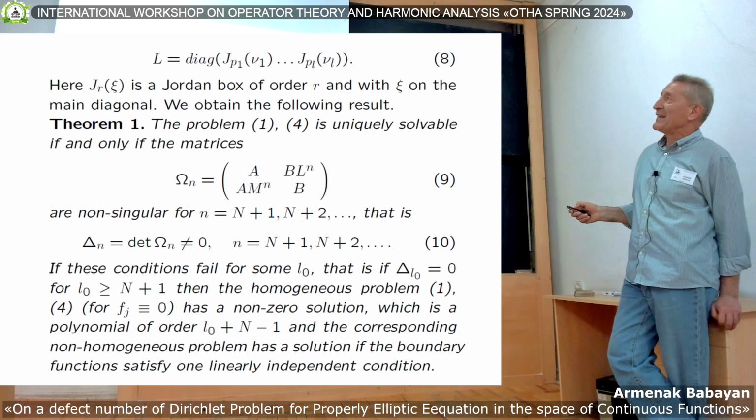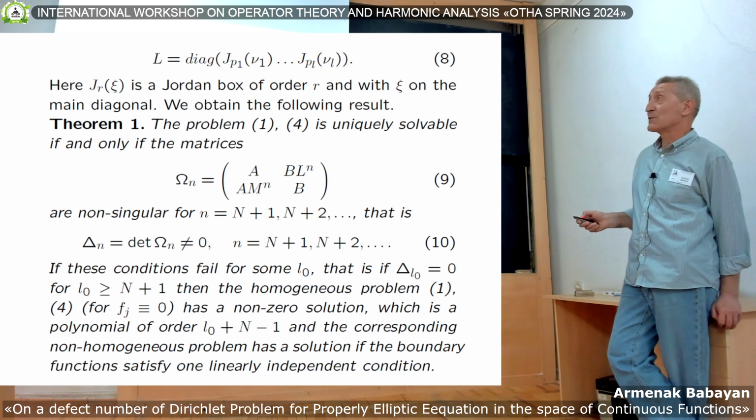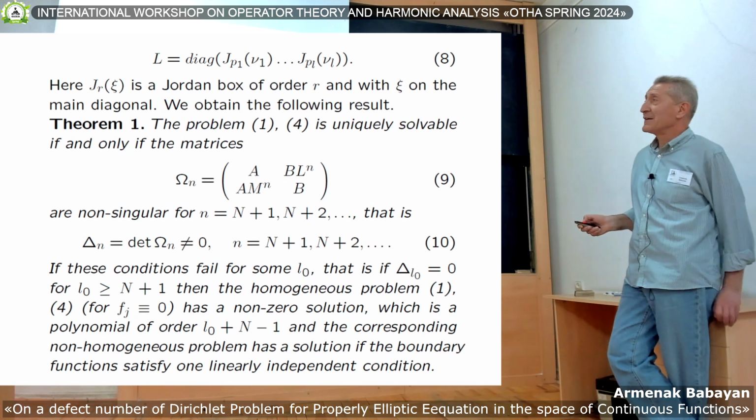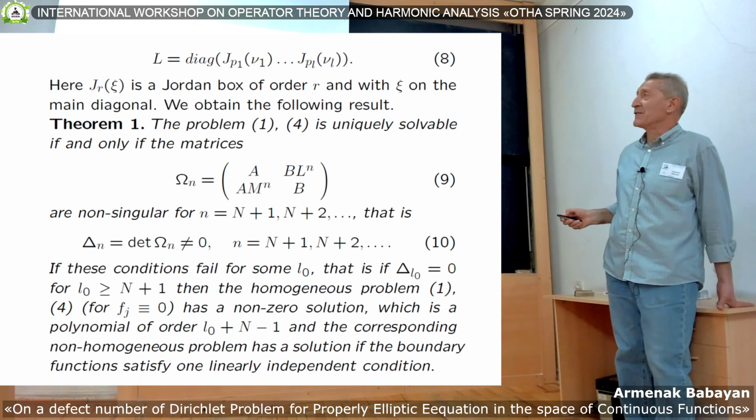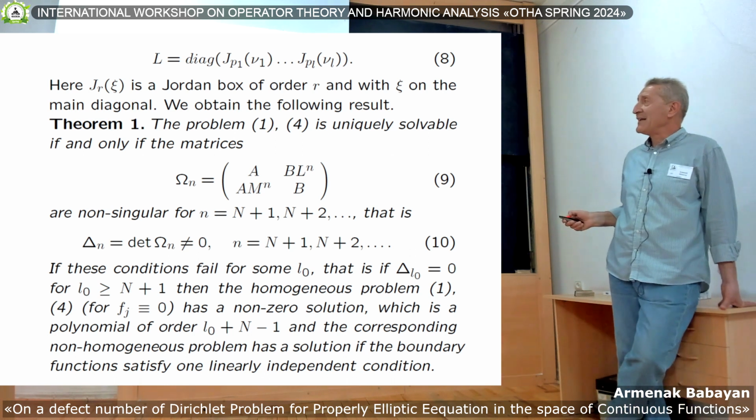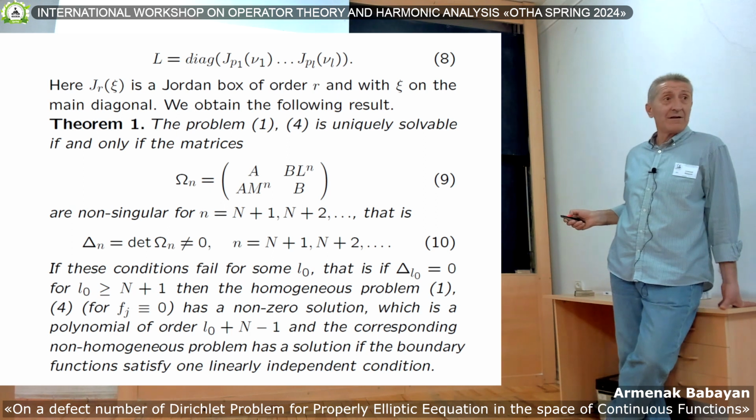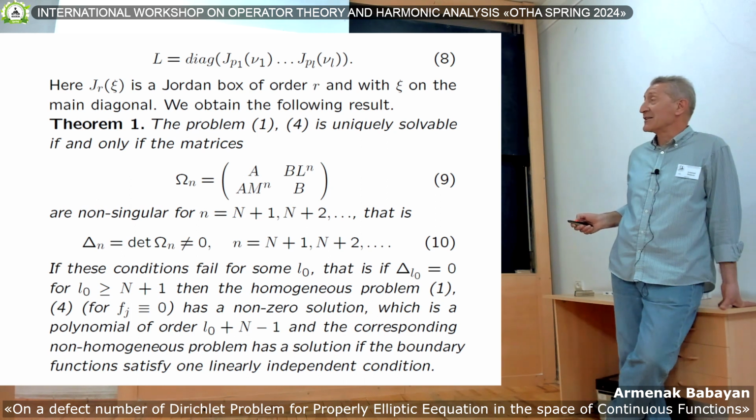The problem 1,4 is uniquely solvable if and only if these matrices are non-singular, that is, delta n is not equal to 0 for n from n plus 1 till infinity. If the condition fails, for example, if delta L0 is equal to 0, then the homogeneous problem has a non-zero solution, which is a polynomial of this order. And the corresponding non-homogeneous problem has a solution if the boundary function satisfies one linearly independent condition.